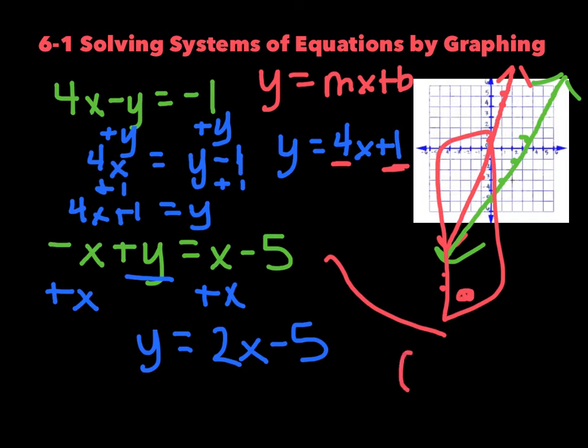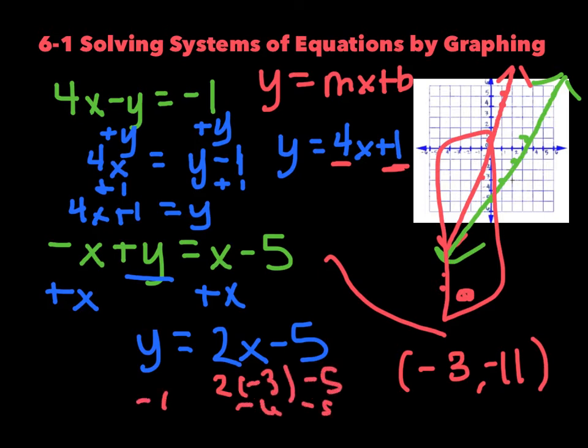The solution is -3, -11. And then what you want to do is plug those in and make sure that they work. So plug in -3 for x. So that would be 2 times -3 minus 5. That's -6 minus 5, which is -11. So it checks out on that one.